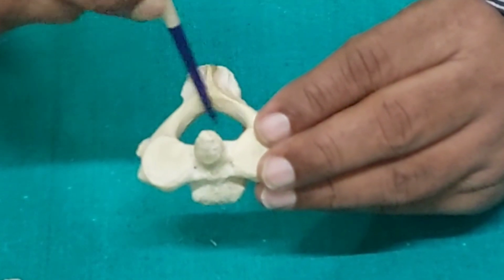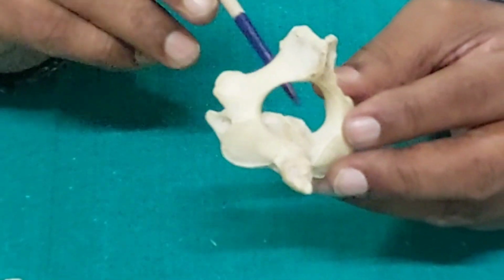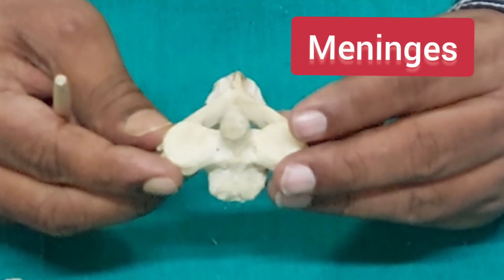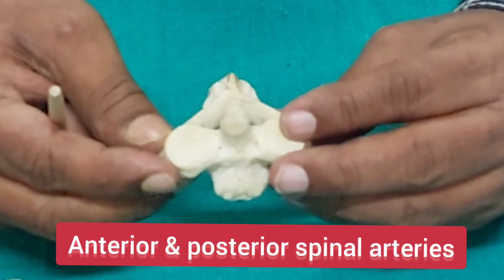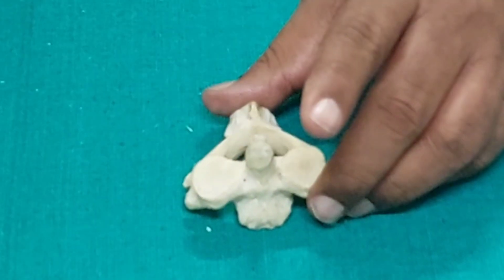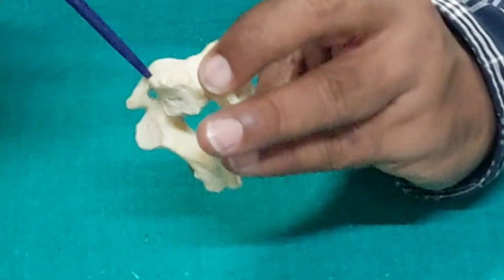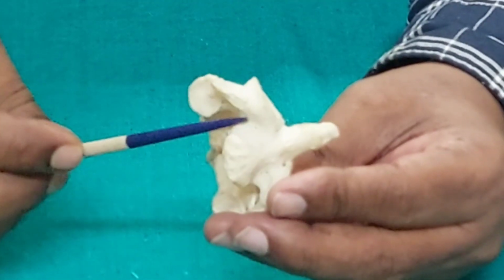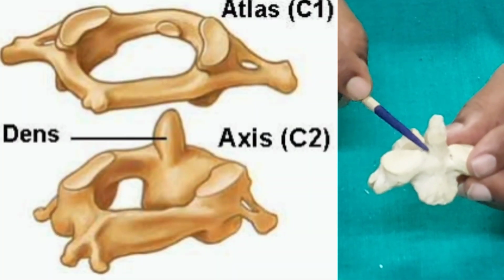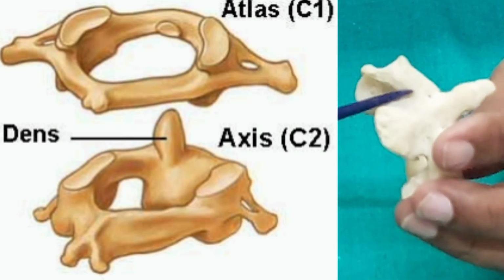Next come to the vertebral foramen of the axis, and the structures passing through it are mainly the spinal cord and its coverings, and the anterior and posterior spinal arteries along with the spinal accessory nerve. Then what are the vertebral notches? There are two vertebral notches, superior and inferior. Of these two notches, the superior vertebral notch is very shallow, but the inferior vertebral notch is deep.